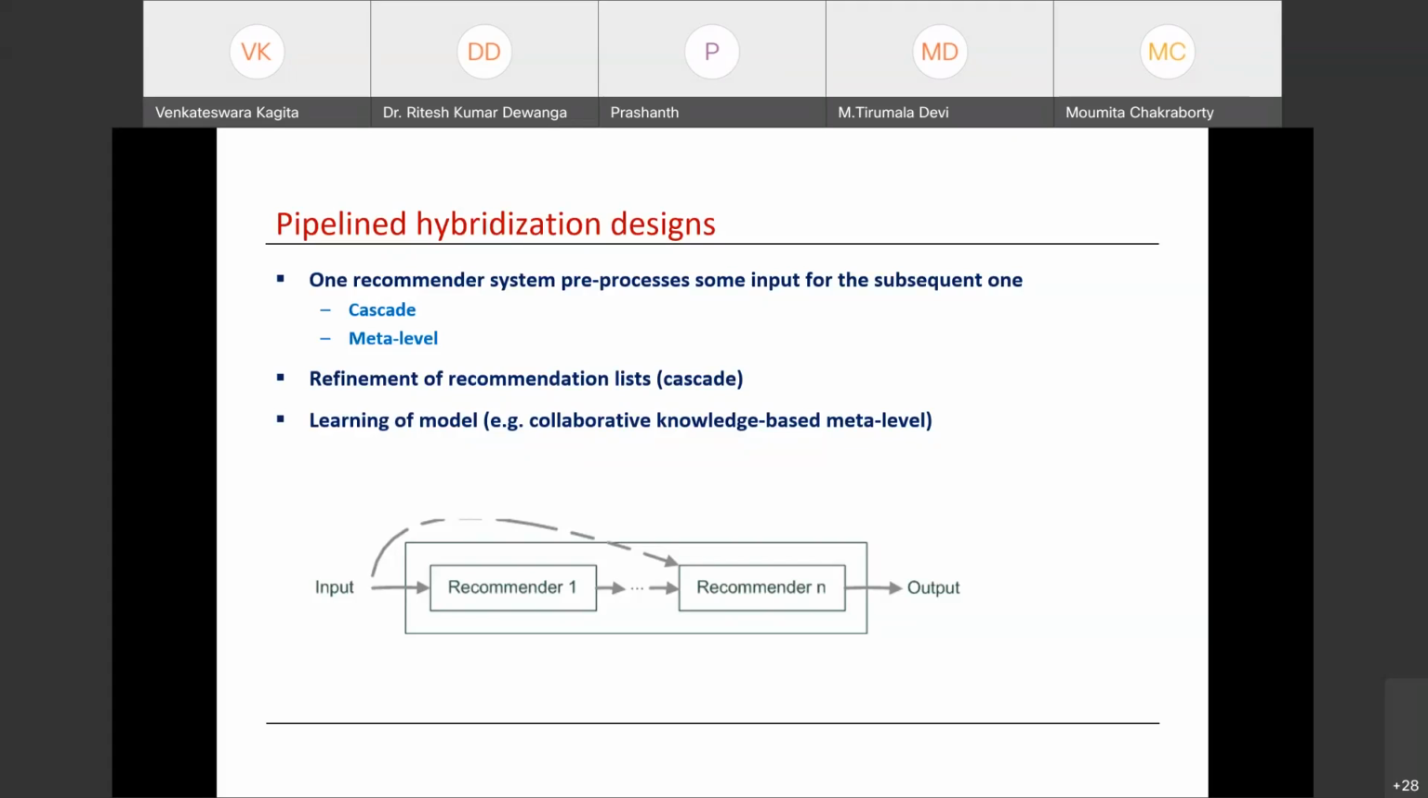So you can follow any of these designs, and there are other designs also. You can follow any of them. The idea is that you combine multiple methods. Yes, Rashmi.